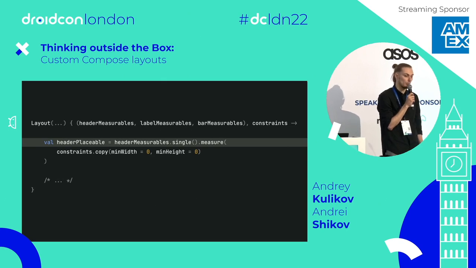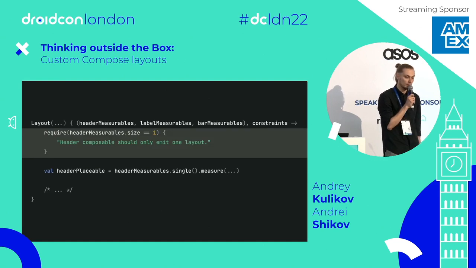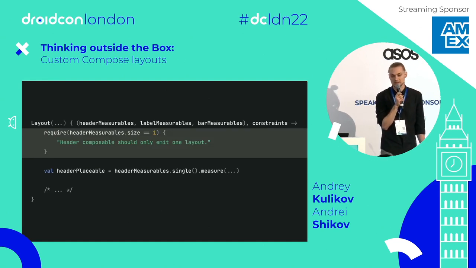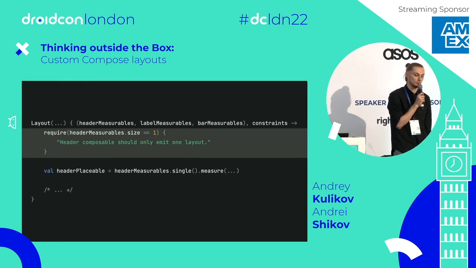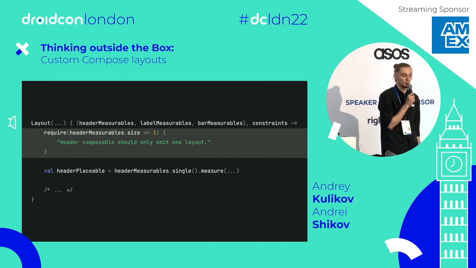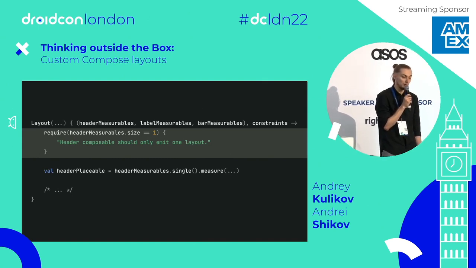Then we measure our header. Note that we assume that there will always be only one child inside this header slot. That's why we call single on the list. In reality, you probably want to have some reasonable layout strategy for how to handle the cases where someone puts multiple layouts in your slot. Maybe they can be stacked as a box. For simplicity here, we assume that it will always be one, but we want to have at least cleaner error messages so users are not surprised when they do something you didn't expect.